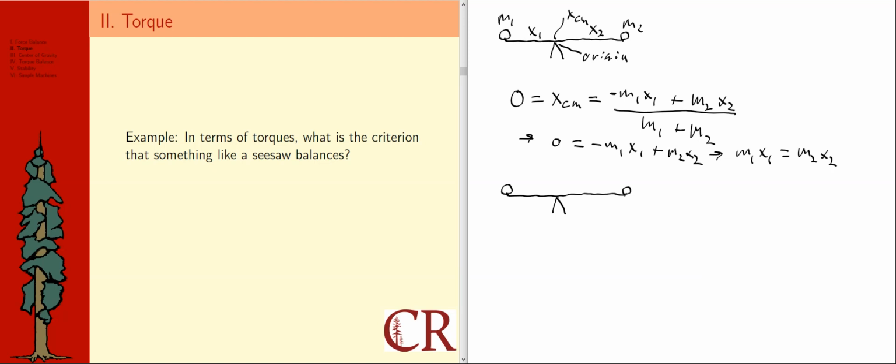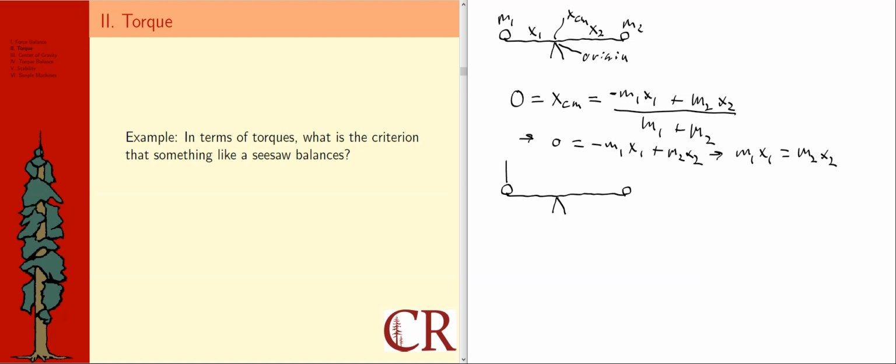Sometimes I call this equation the simple seesaw equation. In other words, if you multiply the mass of the object times its distance from the fulcrum, that should be equal to the mass of the other object times its distance from the fulcrum. And if those conditions are met, the seesaw is going to balance. Now, how does that make sense from a torque perspective? So let me look at that down here.